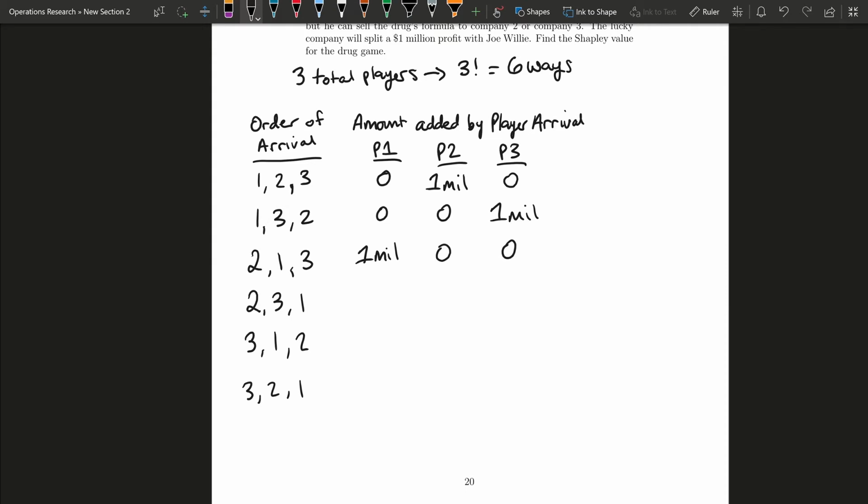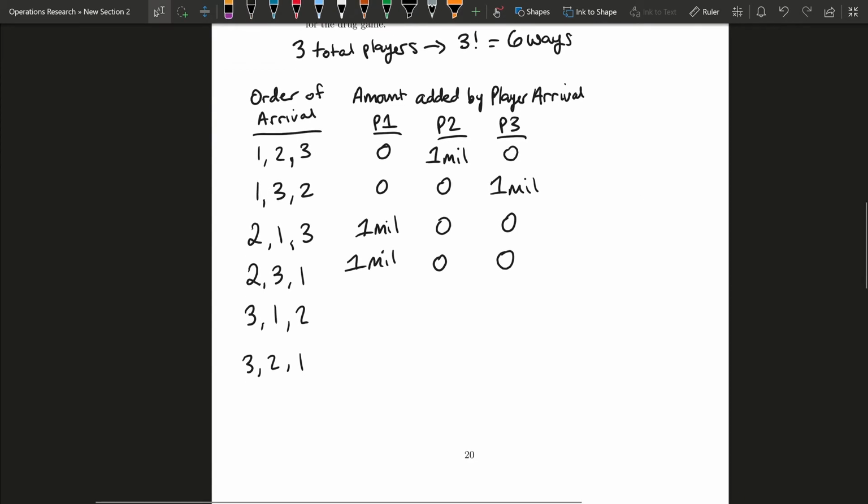Then in this one, we have player 2 arriving, which doesn't have the formula. Player 3 follows. They still don't have the formula here. And then finally, Joe arrives. So there's that $1 million added amount to the reward. And then in this case, player 3, 0. Player 1 arrives, so there's that $1 million. And then player 2, 0. And then lastly, player 3, player 2, and player 1 has the formula. So now they have that reward.